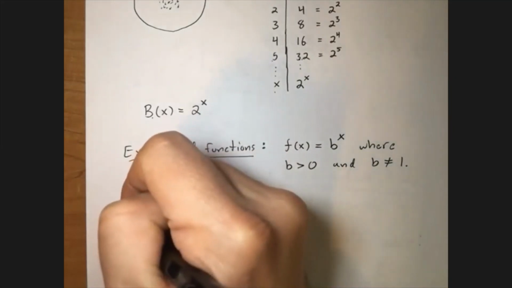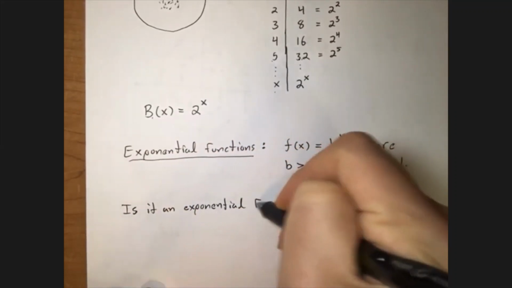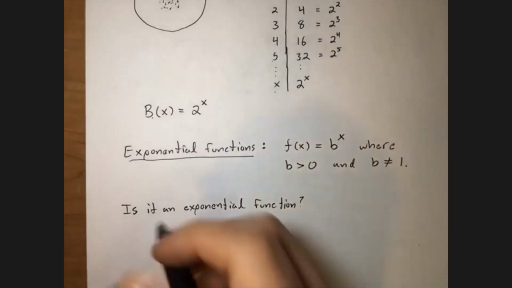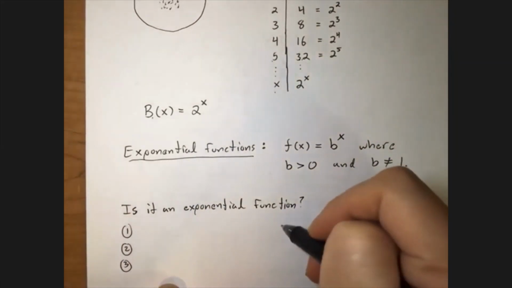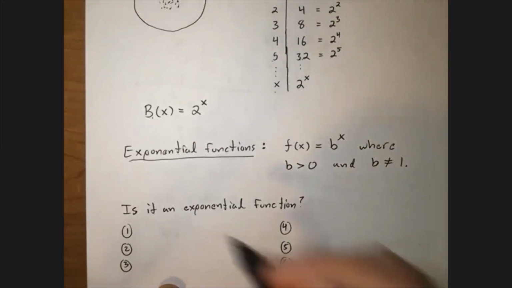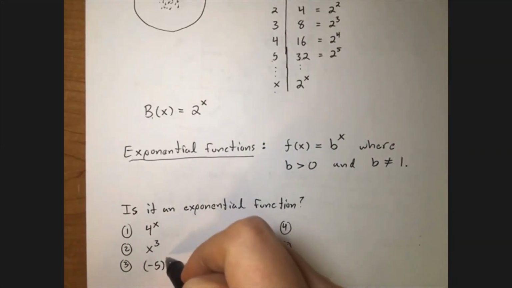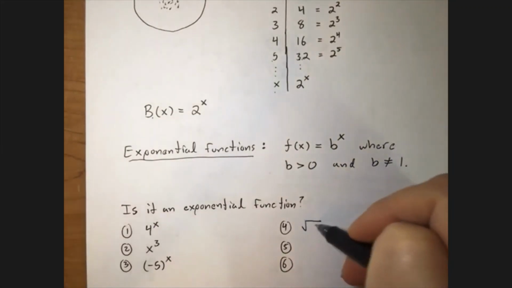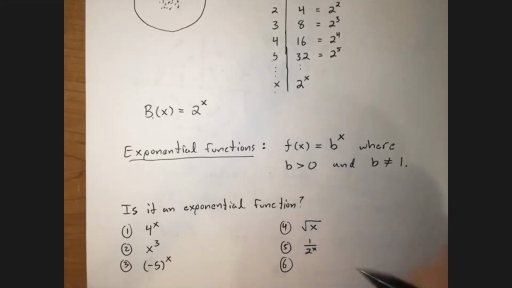Okay. So let's just say, is it an exponential function? All right, so here's my examples. Examples 1, 2, 3 through, I got 6 lined up here. Okay, so my first example is gonna be 4 to the x. Next example will be x to the 3. Next example would be -5 to the x. Got square root of x. One over 2 to the x and 8 to the -x. These are the functions I want to look at. We want to see, are they exponential functions?